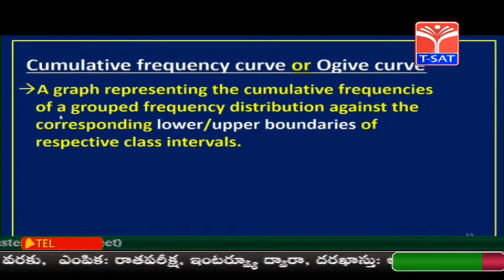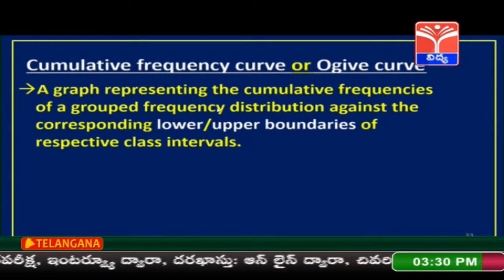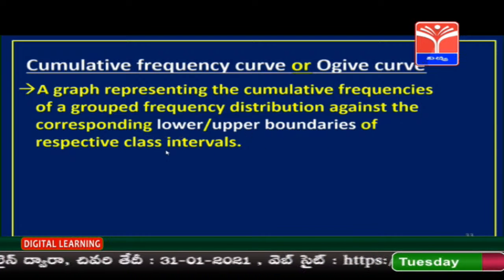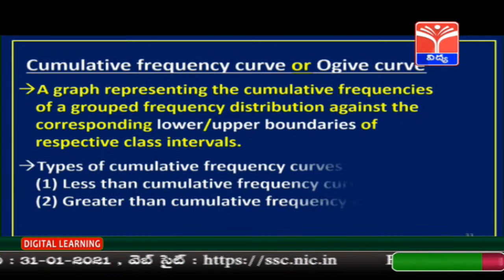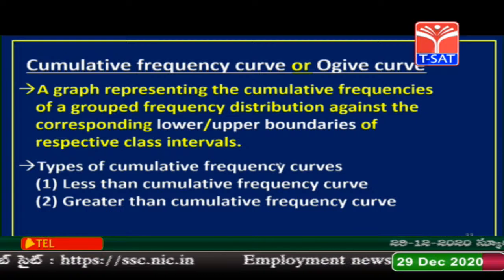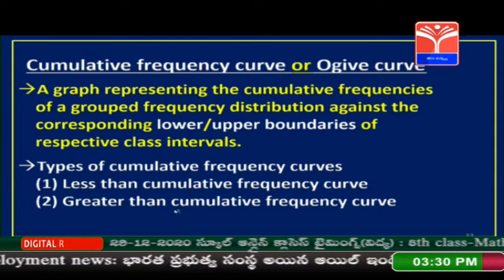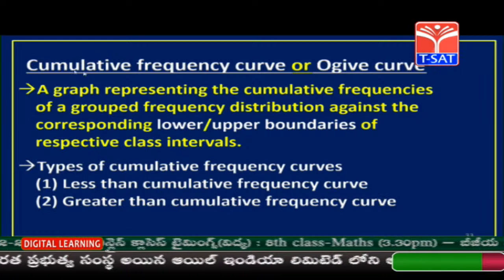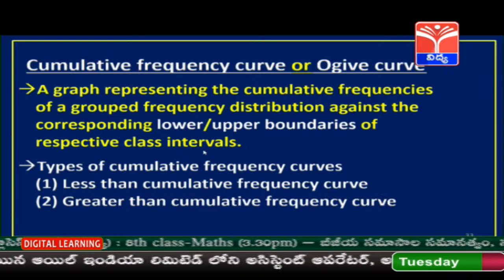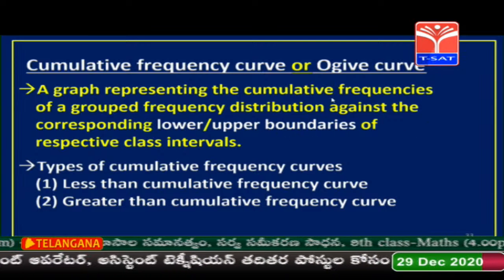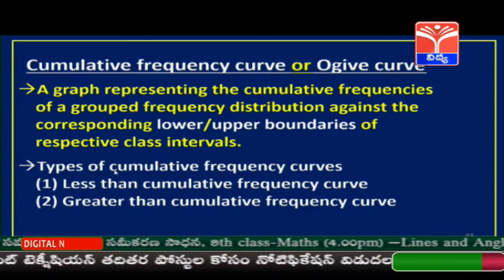A graph representing the cumulative frequencies of a grouped frequency distribution against the corresponding lower or upper boundaries of respective class intervals. We have two types of cumulative frequency curves. First one, less than cumulative frequency curve, second one, greater than cumulative frequency curve. Children, what is cumulative frequency curve here? We have to draw a curve using lower or upper boundaries and their corresponding cumulative frequencies.